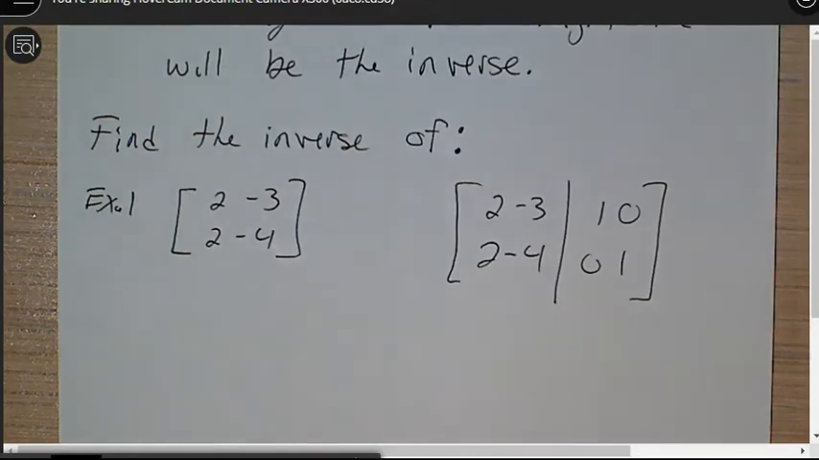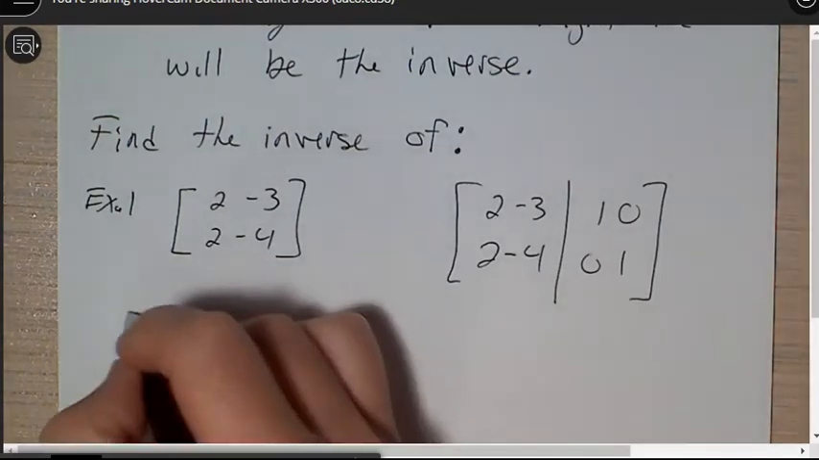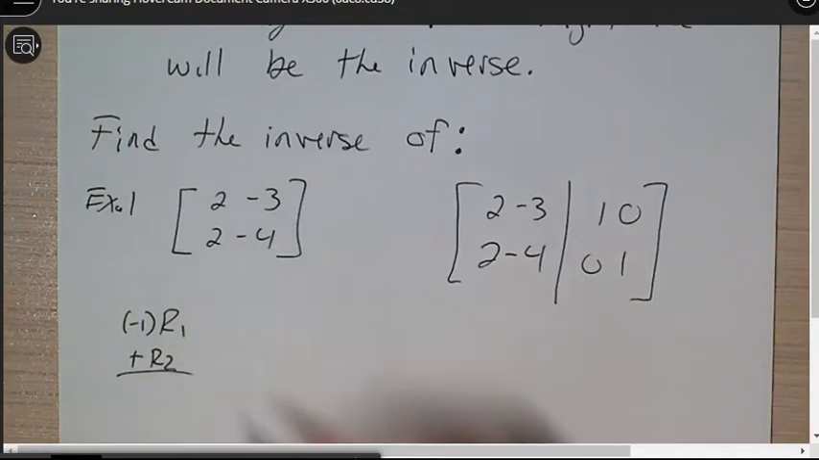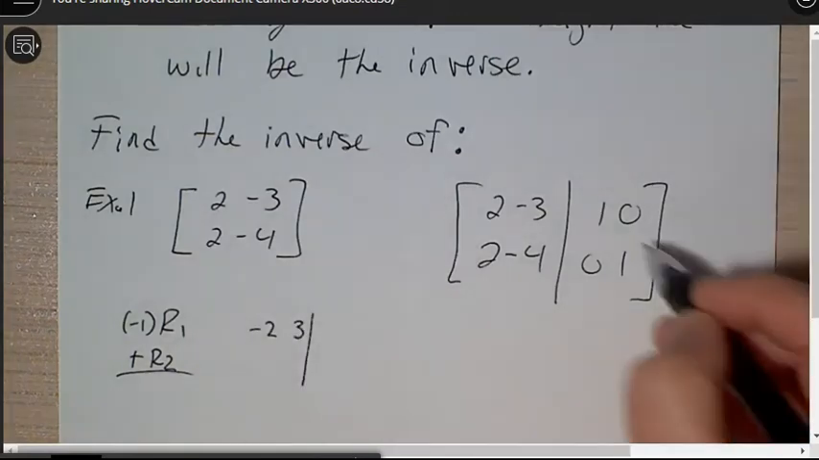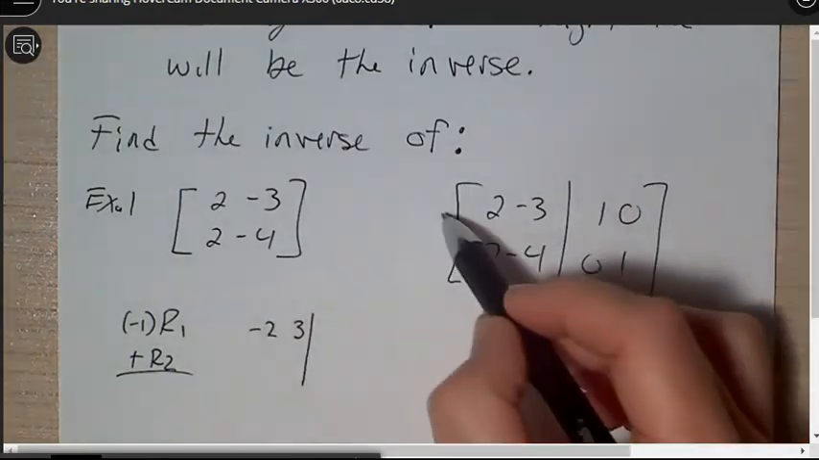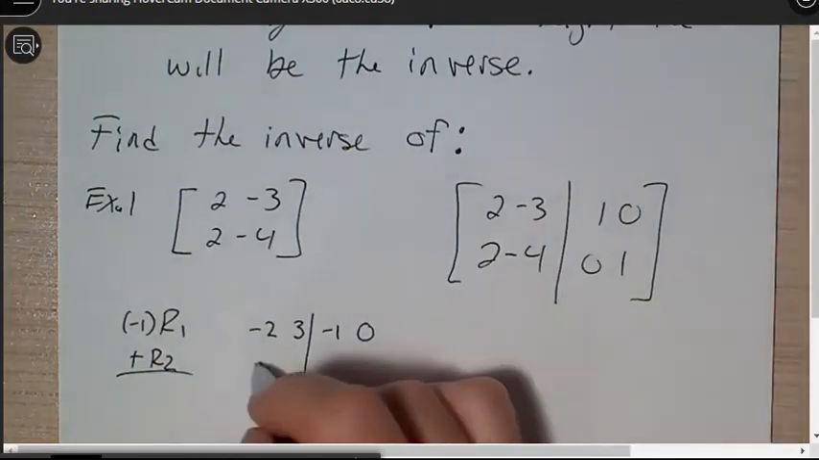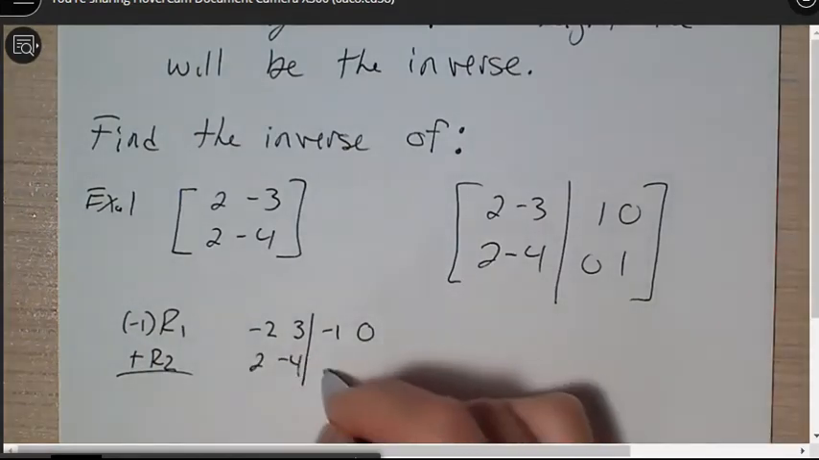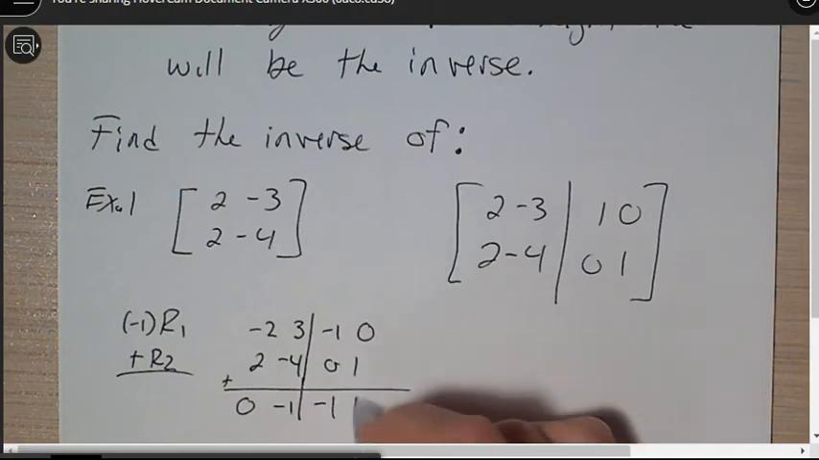All right, so the very first thing I'm thinking is, let's take row 1, and we're going to multiply it by -1, and we're going to add that to row 2. That way we'll get 0 in the bottom down here. So we've got -2, 3, and everything on the right-hand side, we're going to do the exact same thing. We're going to multiply everything here by -1. So basically it would be that. We're going to add that to row 2. So we get 0, -1, -1, 1.